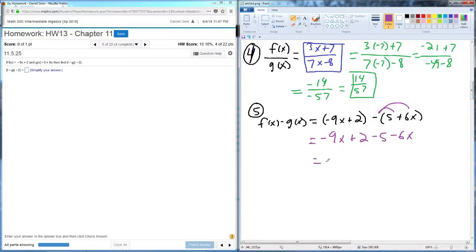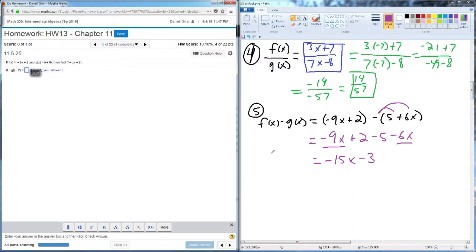So this is negative 9 minus 6, which is negative 15x. 2 minus 5 is negative 3. Should be, oh, I'm not done yet. I have to plug in negative 2. So we're doing negative 2. I probably could have just plugged into this original equation right from the very start. I just didn't realize.